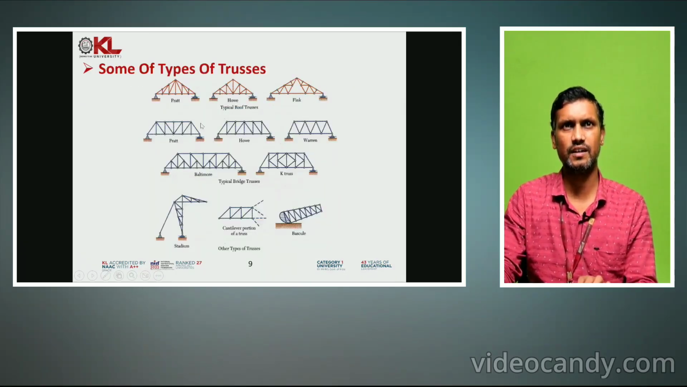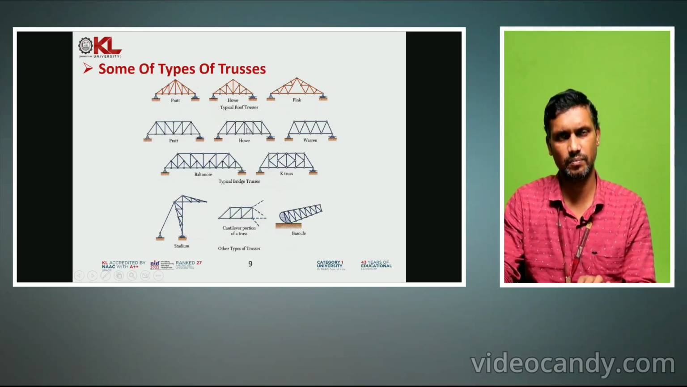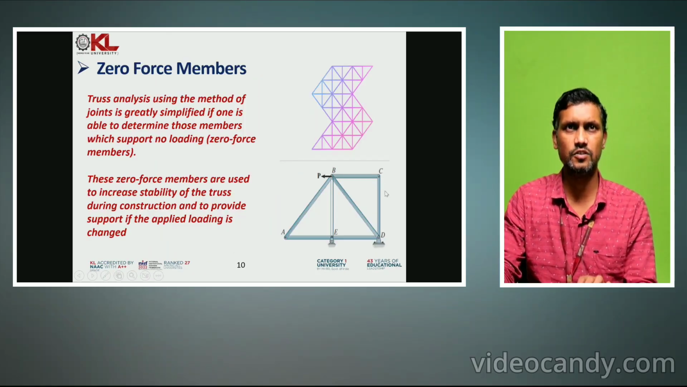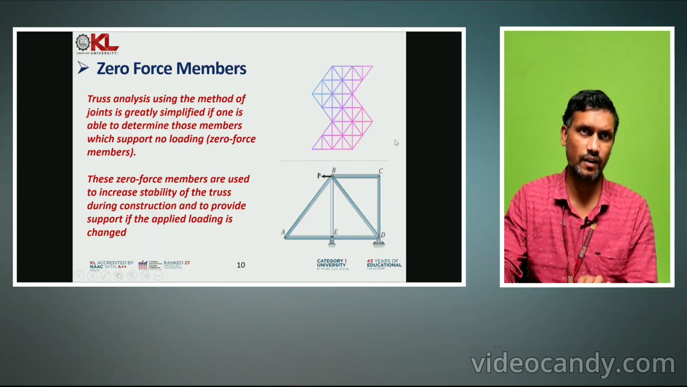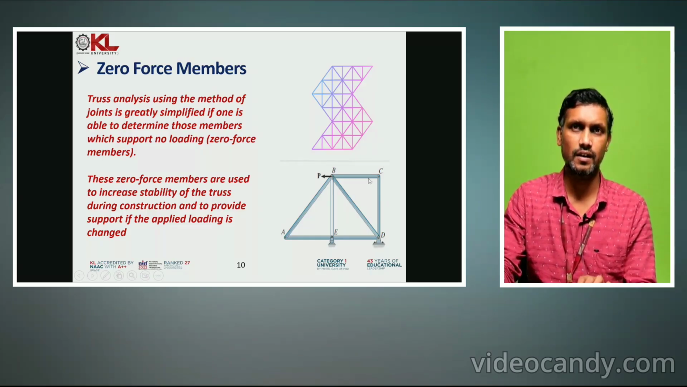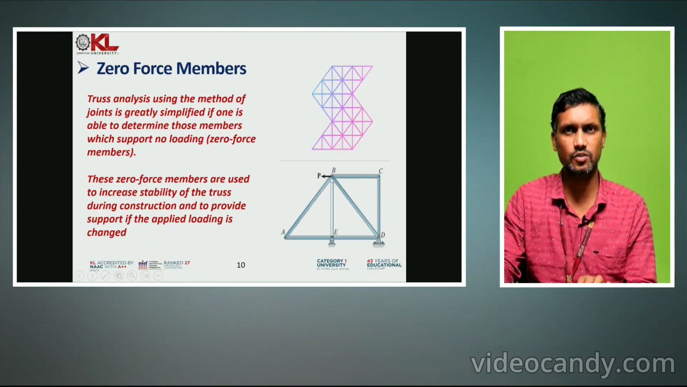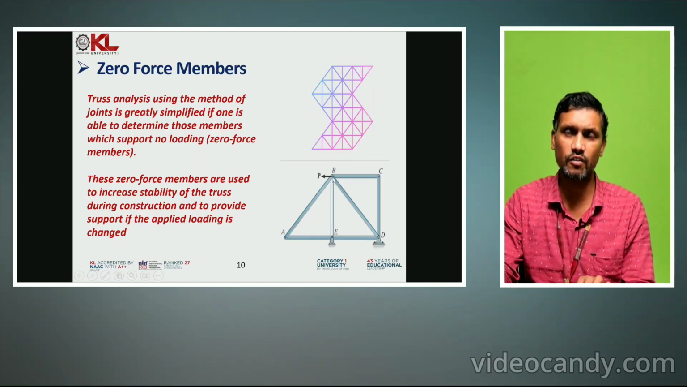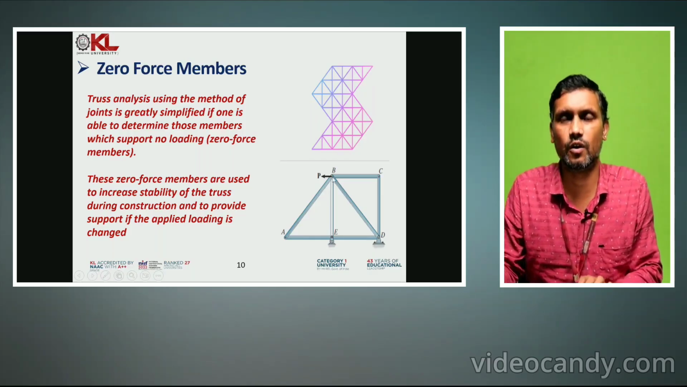Types of trusses: here you can see different shapes. Members are arranged in different patterns, forming different types of trusses. Now zero force member. What is this zero force member? In the members forces are acting, in the joints forces are acting. For example, here load P is acting at joint B. You will find forces in the members BC, BD, BE, BA, all these. When you resolve them, in CO1 we told you how to resolve forces, correct?